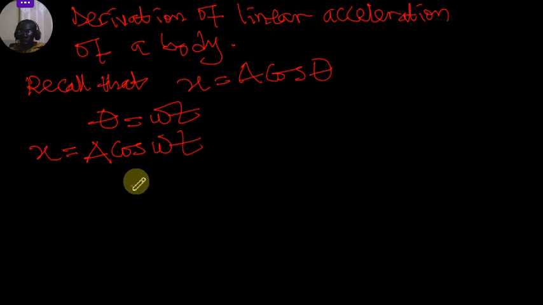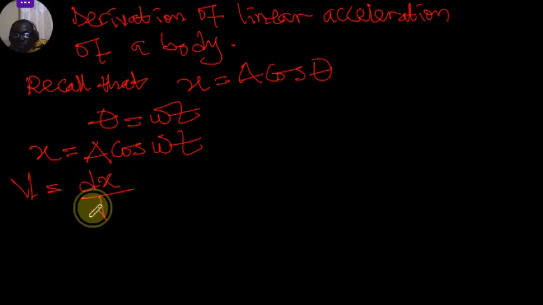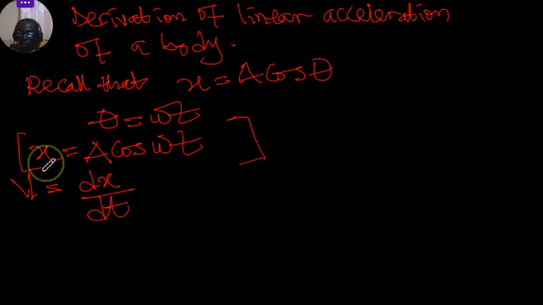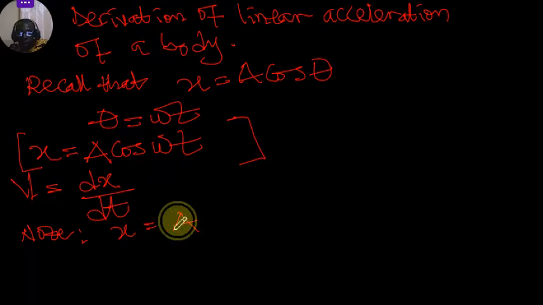So if we want to look for the velocity of a body, which is your linear velocity, velocity is what? It's going to be dx over dt, differentiating x with respect to t. So if we differentiate this, at this point we can apply the function of a function. But note, what we are dealing with is x equals a cos omega t.